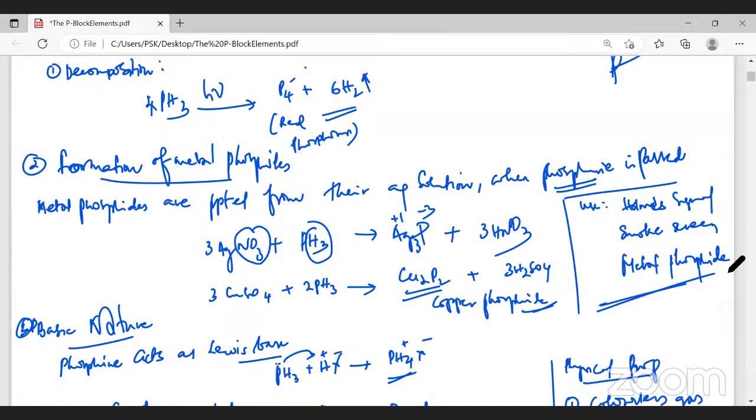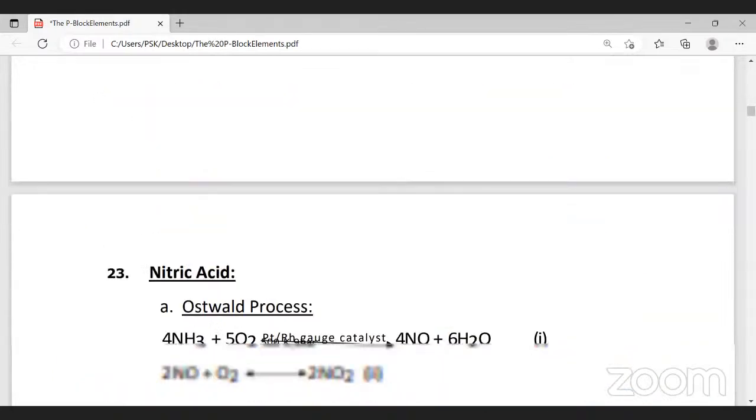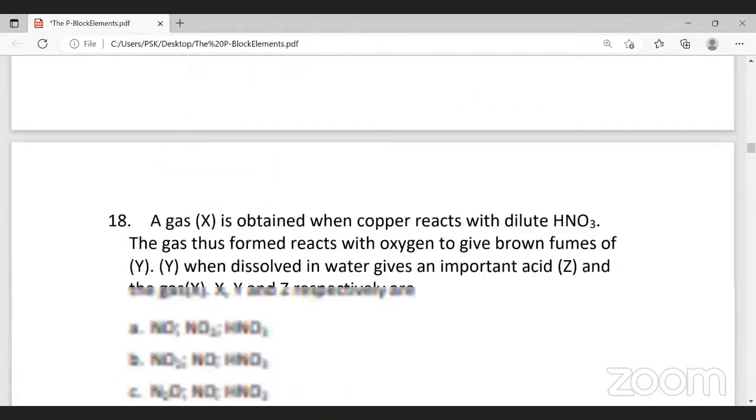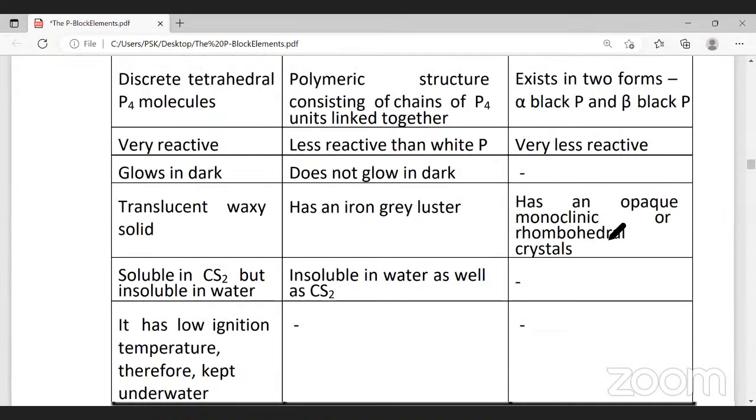I think we should finish with phosphorus, only then we can go for the 1-mark questions. We have PCl3 and we have PCl5. Only then we can go for the 16th group elements. I will try to work it from here. Let us see. These MCQs will come. Now this is with respect to phosphorus.